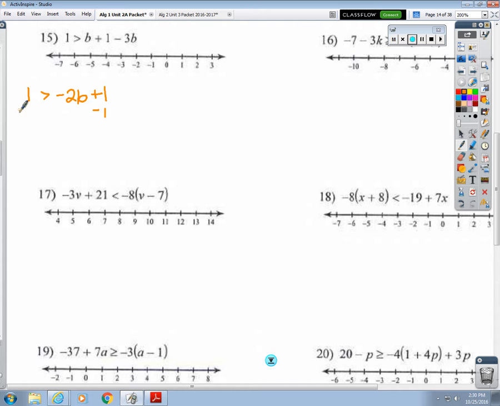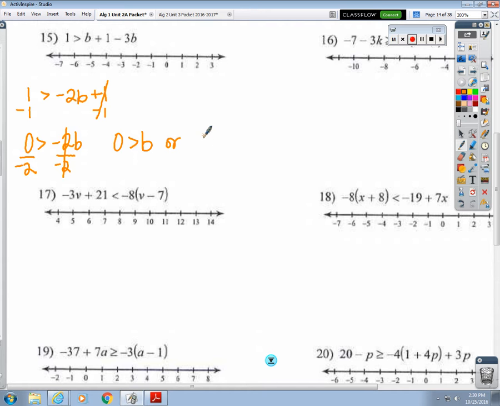Subtract the 1 on both sides. Those will cancel. Remember, I'm trying to get everything away from b. So first I take this 1 that's positive and subtract it over. That becomes 0 is greater than negative 2b. And now what do I do? Divide by negative 2 on both sides. Those cancel, and so isn't that 0 is greater than b?